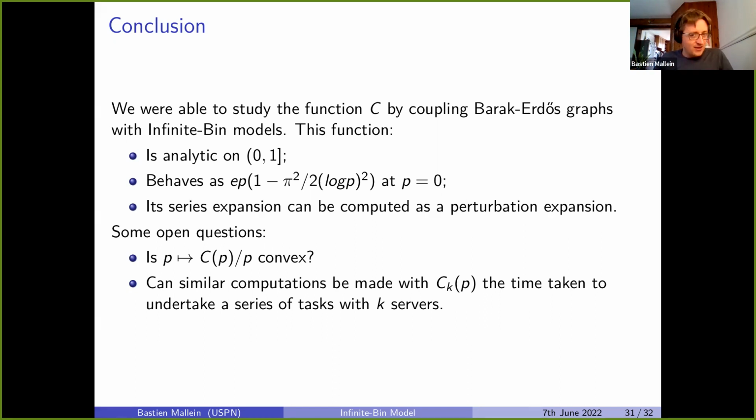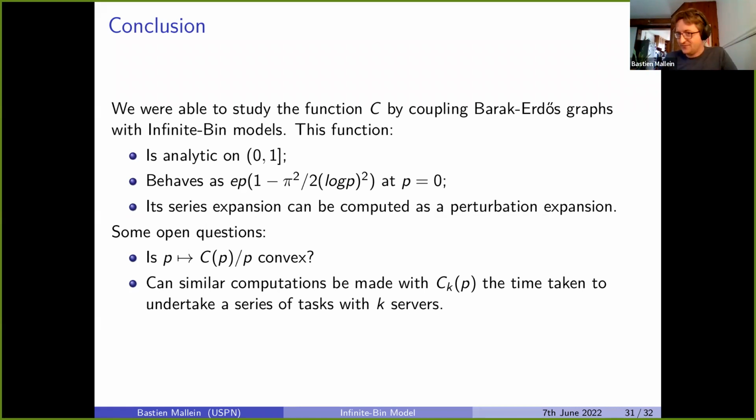And we find some very nice open questions that I have no idea how to work with. For example, is the function p goes to C of p over p convex? I have no idea why it looks so true, but it's so unclear. Is my series of coefficients a_k growing in absolute value? Is it of alternating sign? We have no idea. The radius of convergence of this series, we don't know it either.